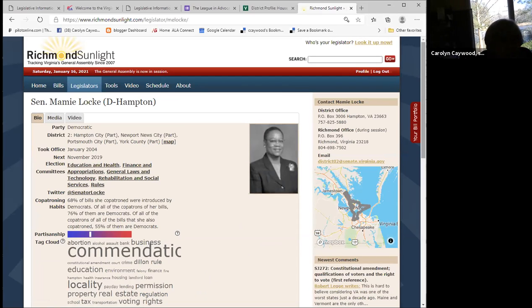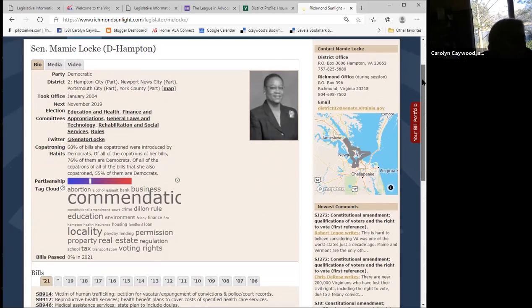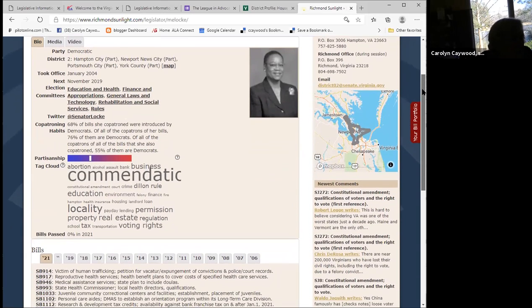So here's Mamie Locke, who is on the peninsula except for this little pinch of Portsmouth. So she is in our territory after a fashion. She does a lot of commendations.